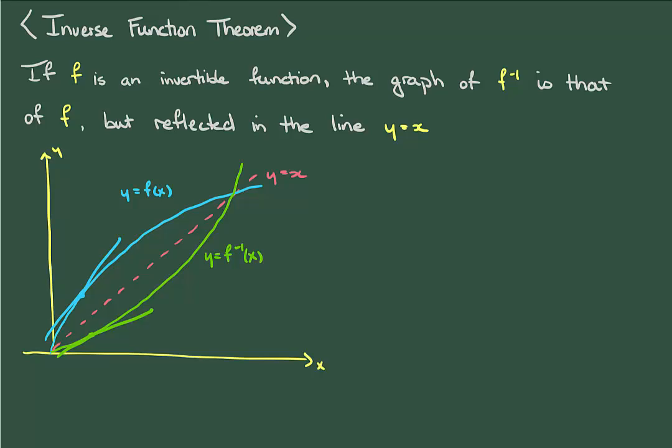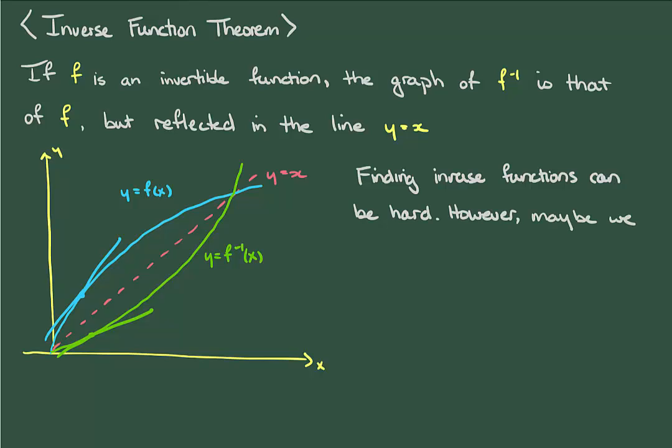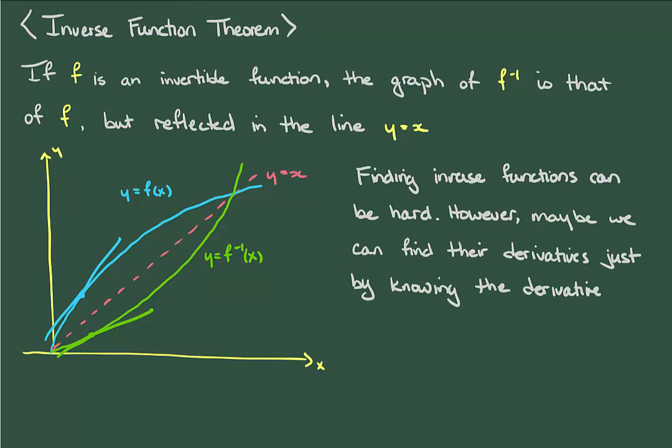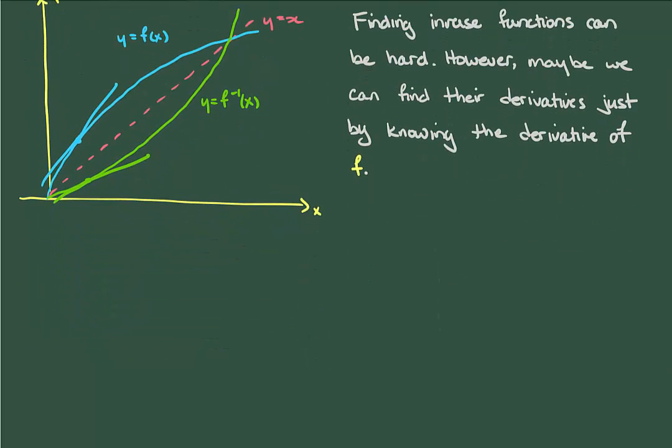We want to see if we can relate the slope of the blue tangent to the slope of the green tangent. And the reason for this is that it's often very hard to find a nice form for the inverse of a function, even if you know it's invertible. But at the tangent level, we're just working with straight lines, so maybe we can avoid needing to find the inverse function and just work with the derivative of f. What would this look like?